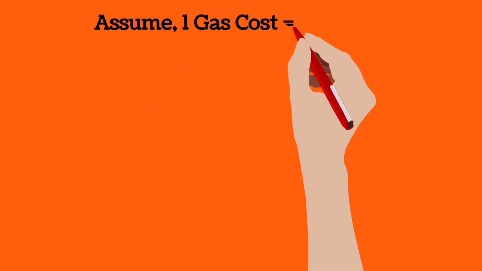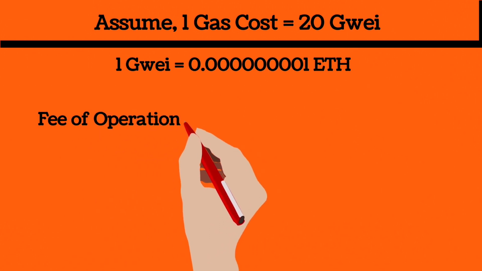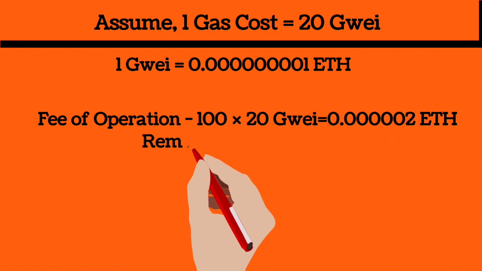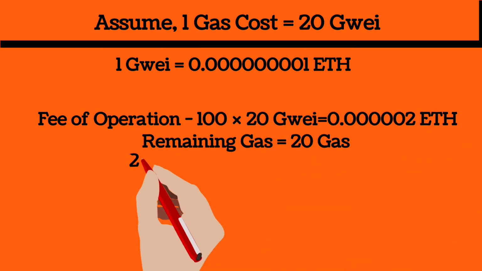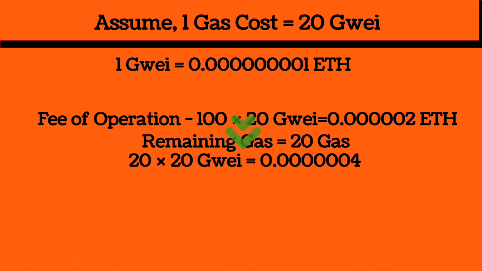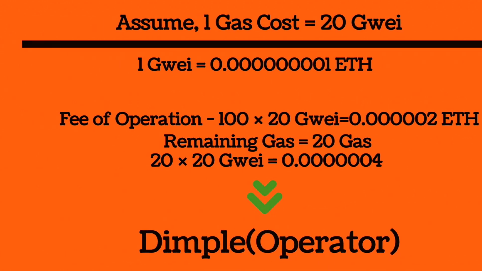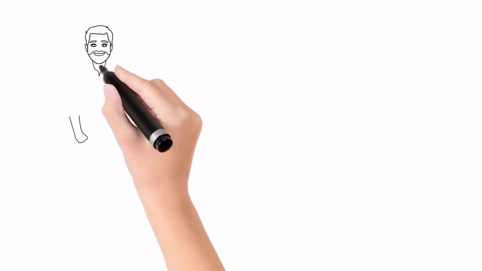Let's assume that one gas costs 20 GWEI. So the fee that is owed to the miner is 100 times 20 GWEI, which is equal to 0.000002 ether. Now the remaining gas is just refunded to Dimple, who is the operator. So this was all about Ethereum gas.